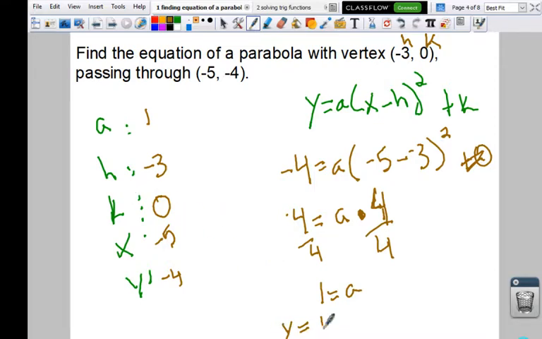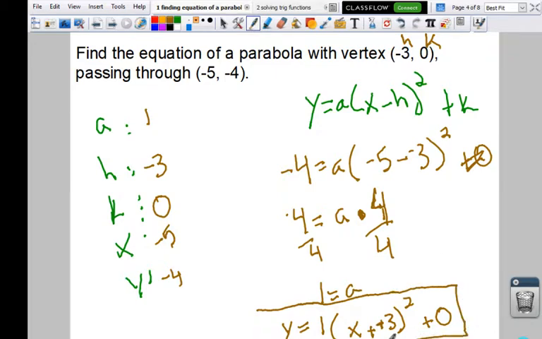Alright, we're going to get y equals 1, x minus h is negative 3 squared plus k is 0. And so this is my formula. The only thing you should really simplify: if it's a minus and a negative, that's really plus a positive 3. If it's a minus negative, change it to a plus positive. Other than that, it doesn't matter.